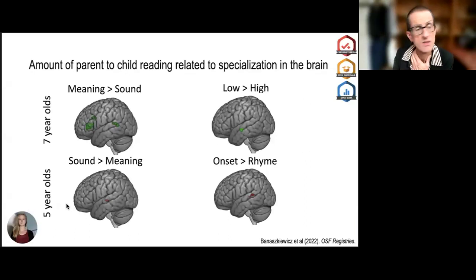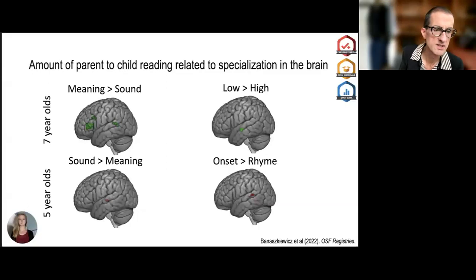In terms of the 5-year-olds, sound greater than meaning was associated with amount of shared reading in the superior temporal, and onset greater than rhyme was also related to amount of shared reading in the superior temporal. So this is actually the first demonstration that literacy practices in the home are associated with phonological and semantic specialization. And it seems to suggest this trajectory of earlier phonological specialization and later semantic specialization.